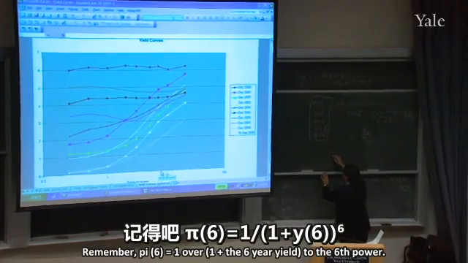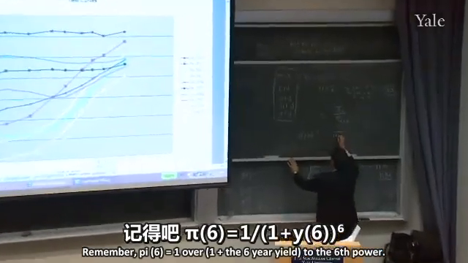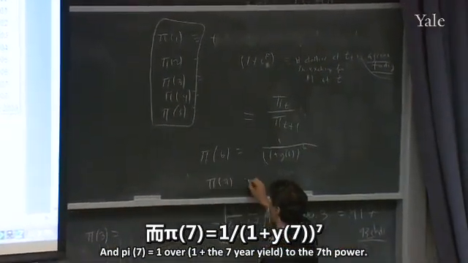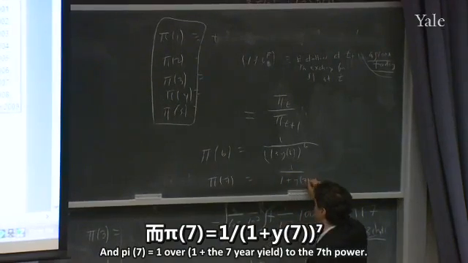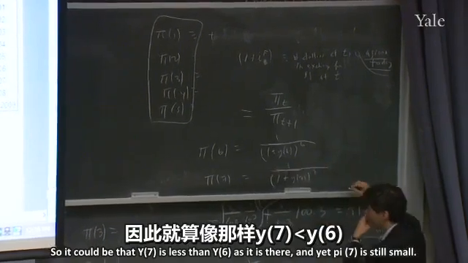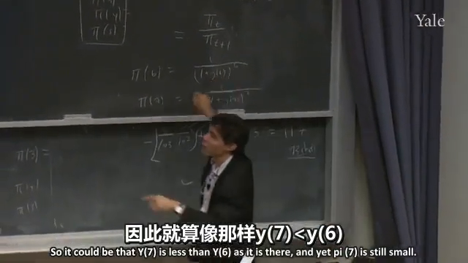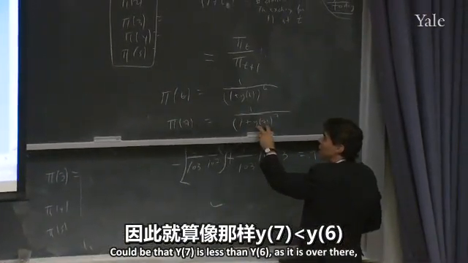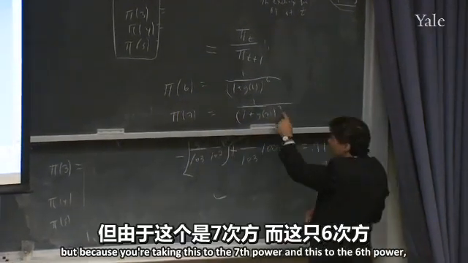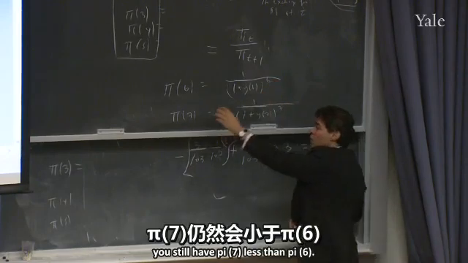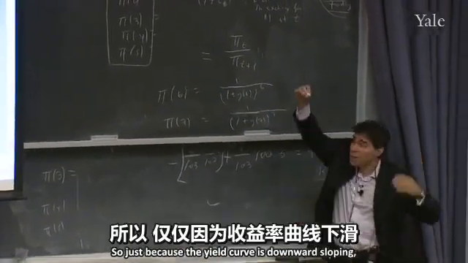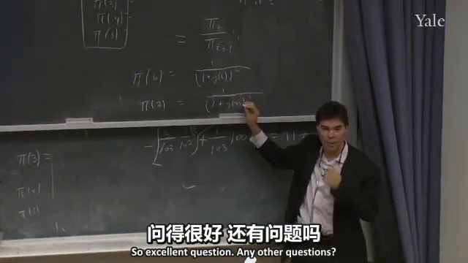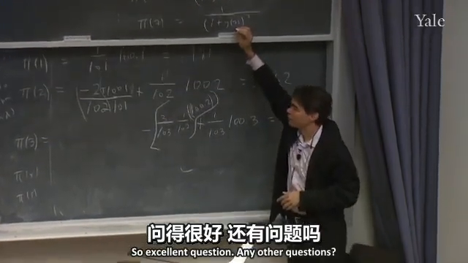So remember, pi 6 equals 1 over 1 plus the 6-year yield to the 6th power, and pi 7 equals 1 over 1 plus the 7-year yield to the 7th power. So it could be that y7 is less than y6, and yet pi 7 is still smaller. Because you're taking this to the 7th power and this to the 6th power, you still have pi 7 less than pi 6. So just because the yield curve is downward sloping doesn't mean that the pi's are going down. The pi's could never go down. The pi's are always going to go up. Okay, so excellent question. Any other questions?